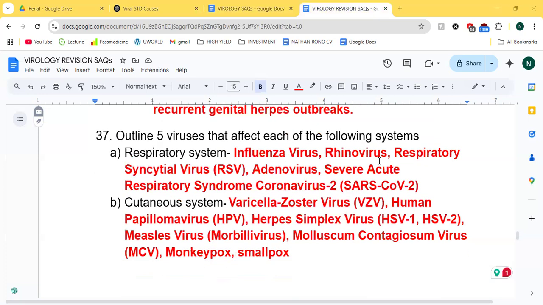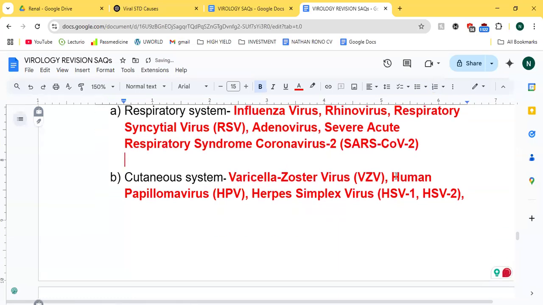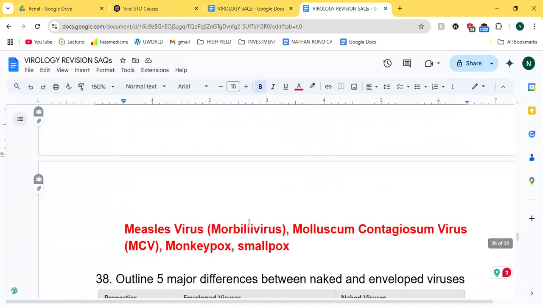So influenza, rhino. You know, rhinovirus is the one that causes the common cold. Then respiratory syncytial virus, RSV, adenovirus, SARS-CoV-2. This is corona. Okay. And then cutaneous, we have herpes. This is VZV, herpes 3, HPV, herpes simplex 1 and 2, measles, molluscum contagiosum, monkeypox, smallpox. Okay.